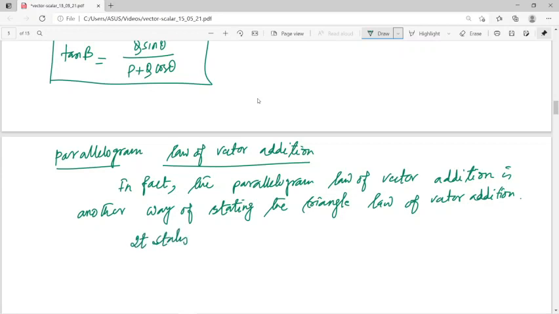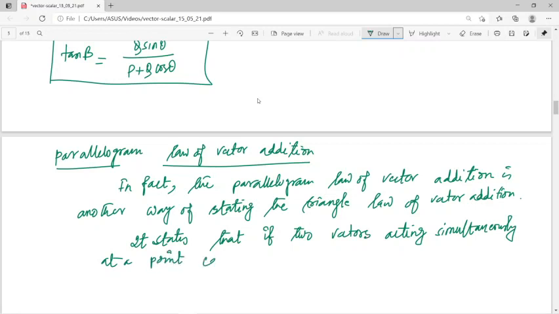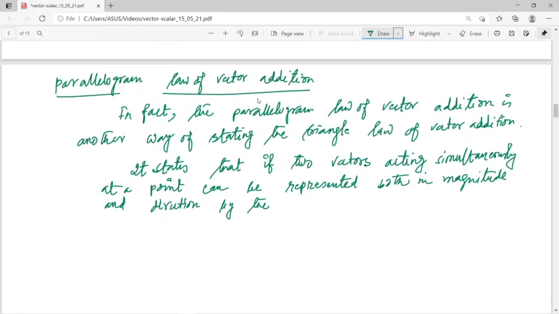It states that if two vectors acting simultaneously at a point can be represented both in magnitude and direction by the two adjacent sides of a parallelogram, the resultant is represented completely by the diagonal of the parallelogram.